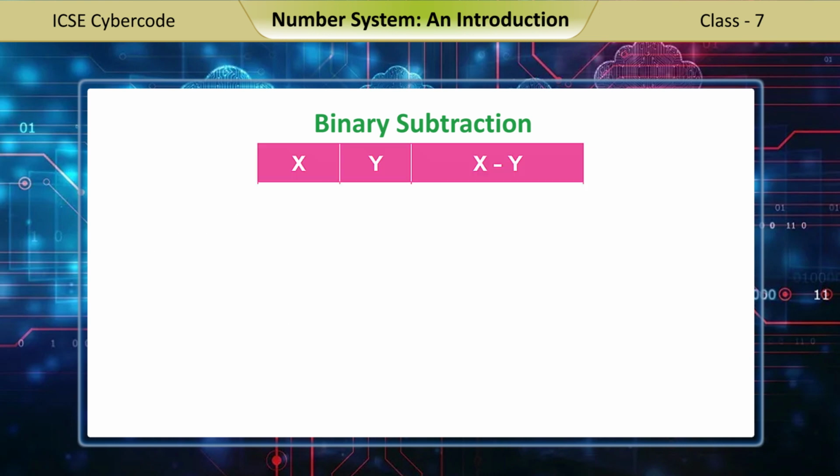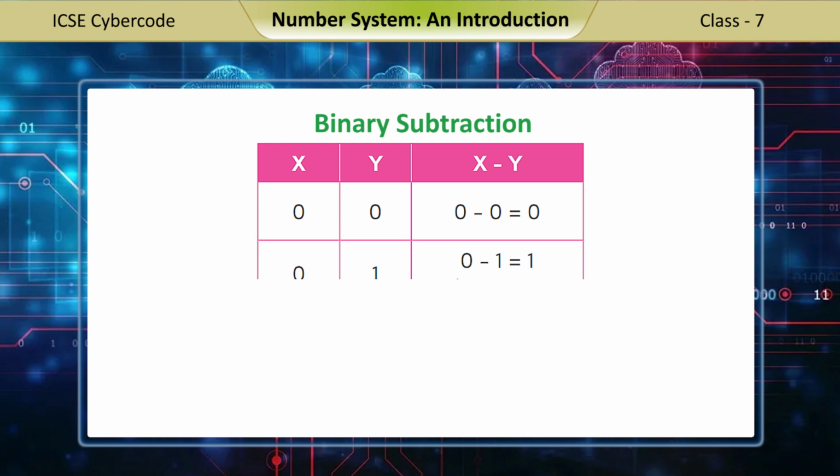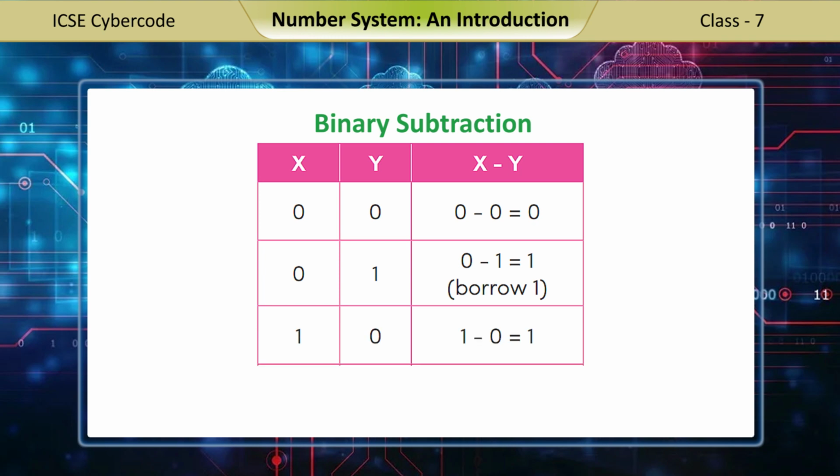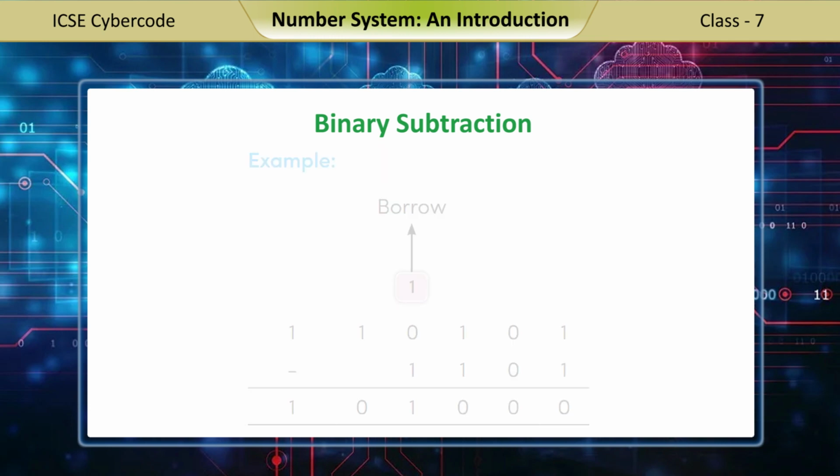X, y, x minus y. 0, 0, 0 minus 0 is equal to 0. 0, 1, 0 minus 1 is equal to 1, borrow 1. 1, 0, 1 minus 0 is equal to 1. 1, 1, 1 minus 1 is equal to 0. Example.